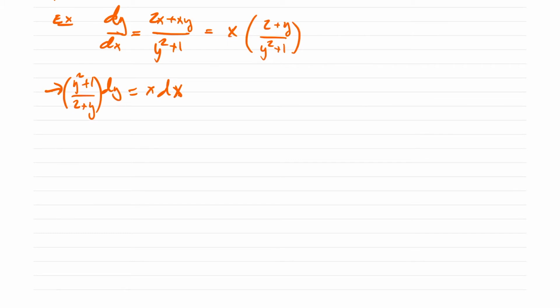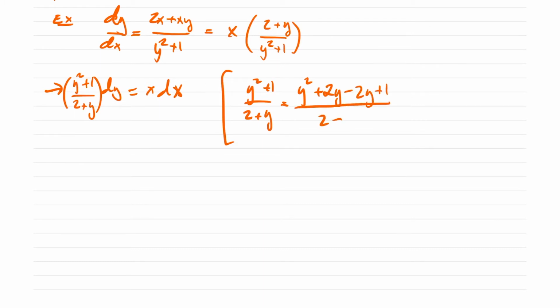And let's see, what can I do? So something you could do in order to solve this one really quickly. If we want to simplify this, not to make a complicated example right from the beginning, we have y squared plus 1 over 2 plus y. And if I say add, say 2y and subtract 2y plus 1, I think this should work out, over 2 plus y.